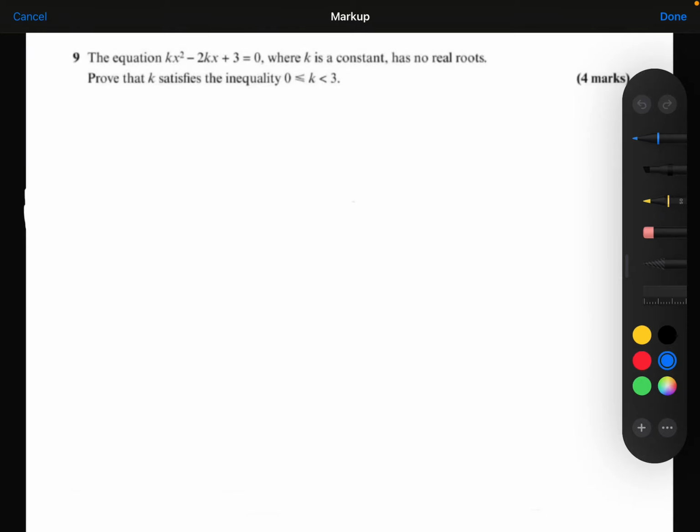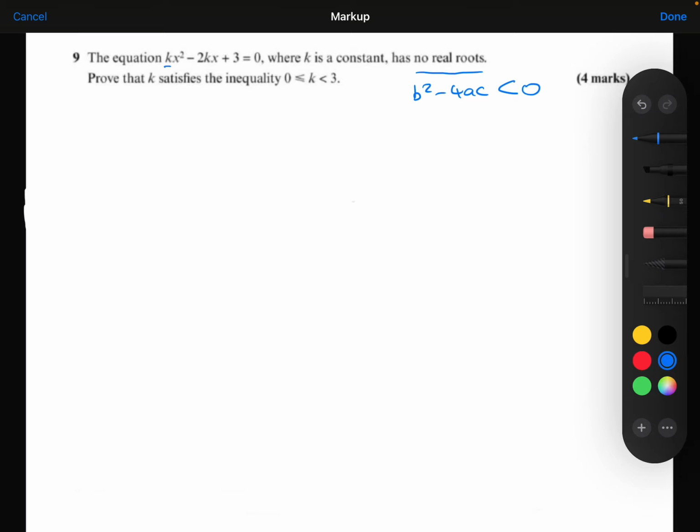The equation kx squared minus 2kx plus 3 equals 0, where k is a constant, has no real roots. Prove that k satisfies the inequality k is greater than or equal to 0 and less than 3. So the quadratic equation there has no real roots if the discriminant is less than 0. So let's use that fact.